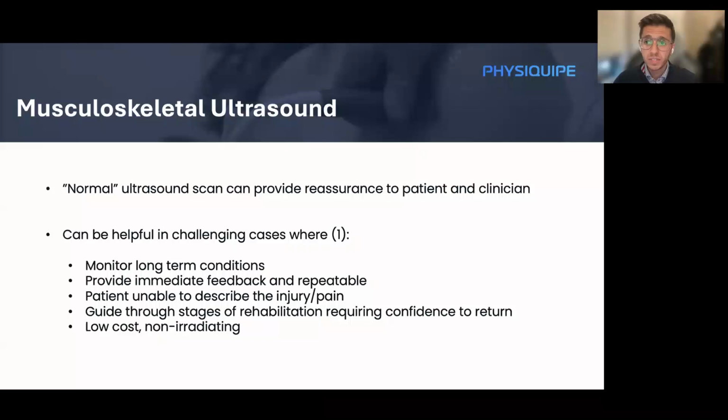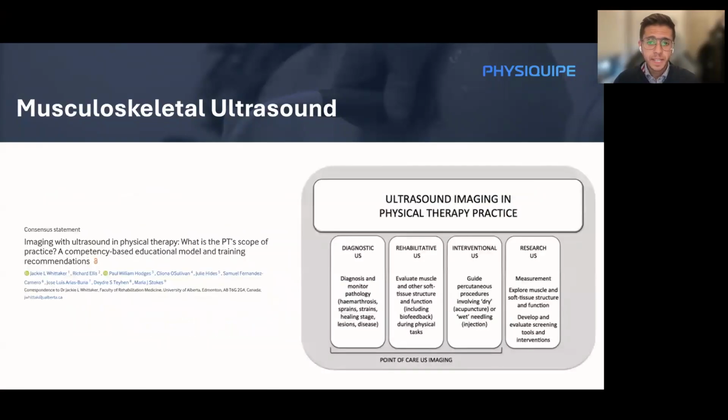And finally, it's relatively low cost. Machines are getting cheaper these days, particularly the handheld devices, which again have a lot of limitations, but can be useful in certain settings. And we know, again, it's completely safe. It's non-irradiating. It can be used in essentially any patient.